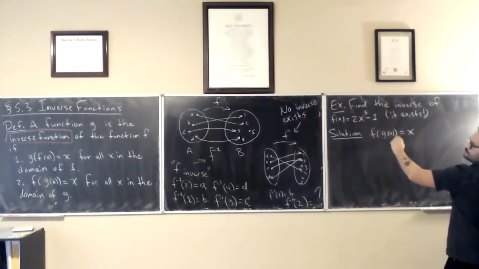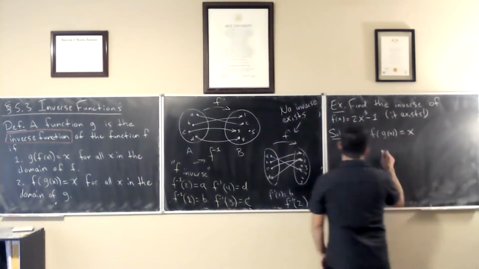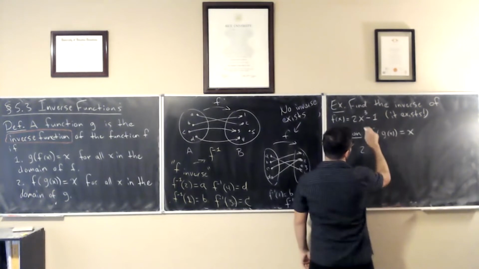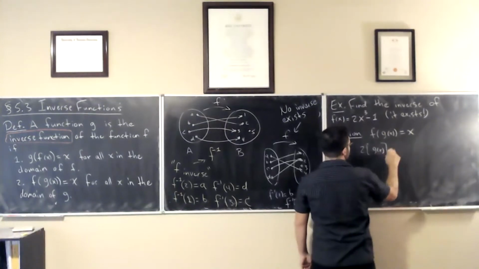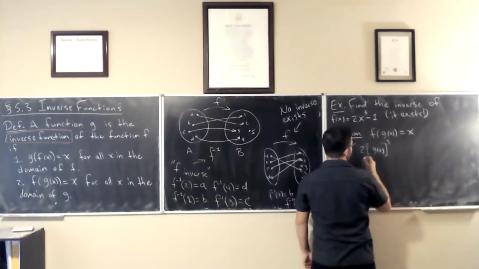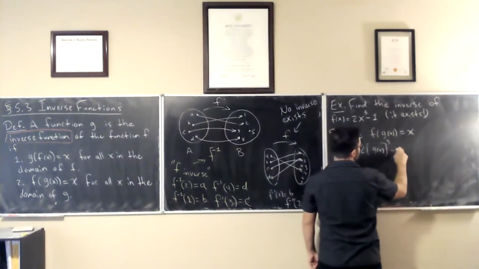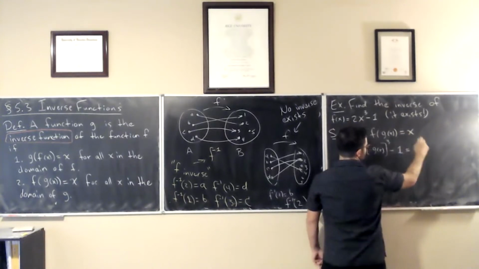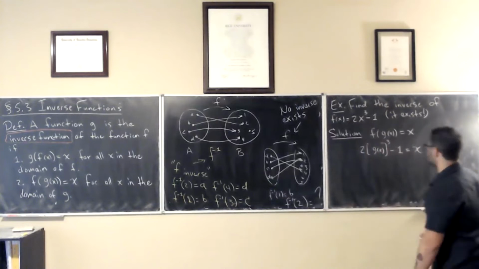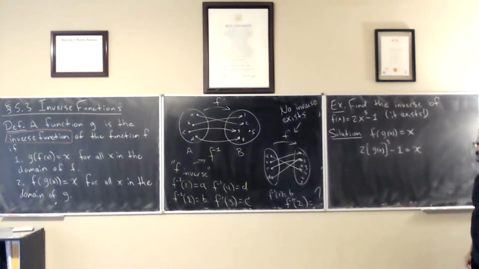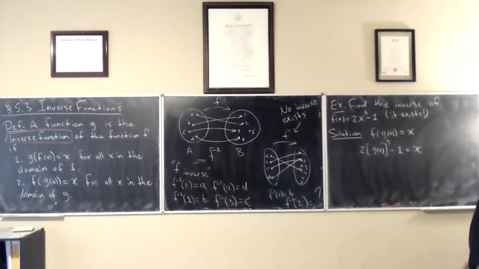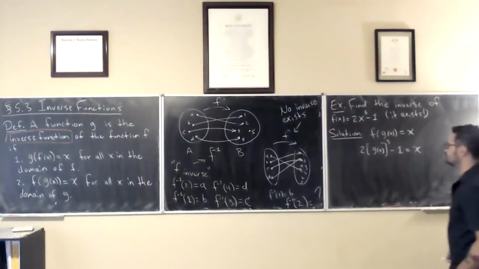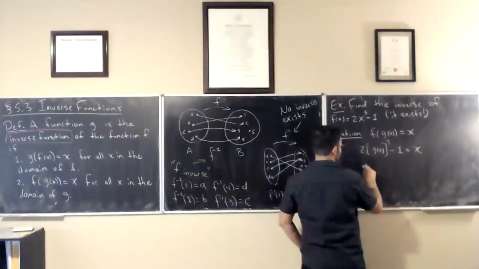Okay, so if we know that this has to hold, then what is happening? We're just composing f of g, so we know that 2, and then we replace x by g. So we know 2 times g all cubed minus 1. We know that should equal x. Right? So then we just have to solve for g now, right? So add 1 to both sides.